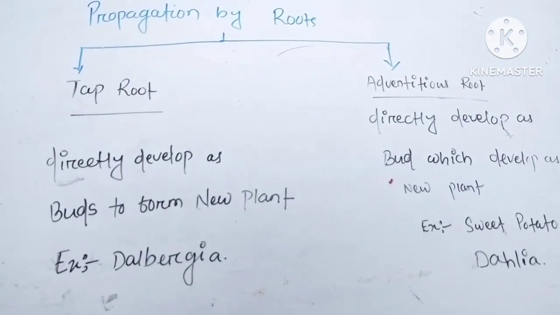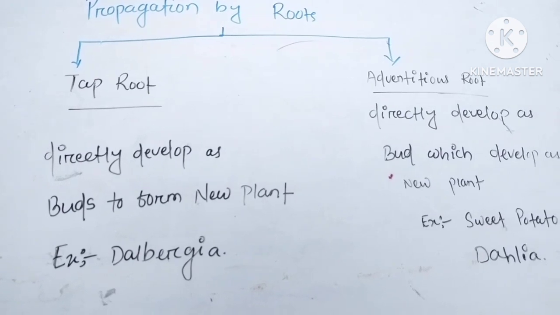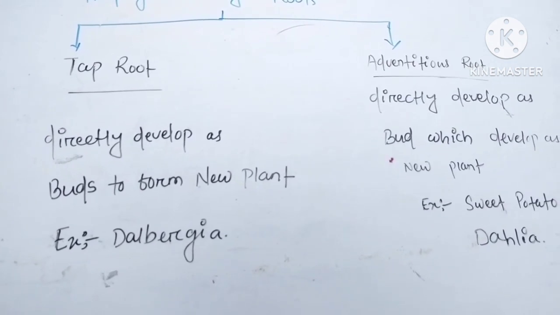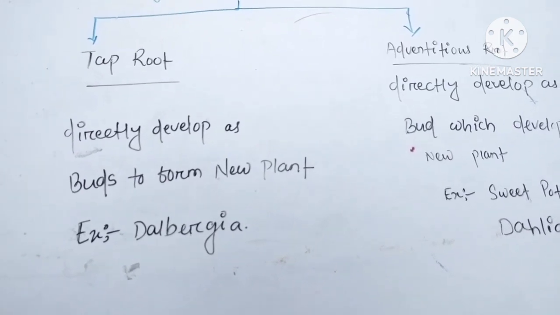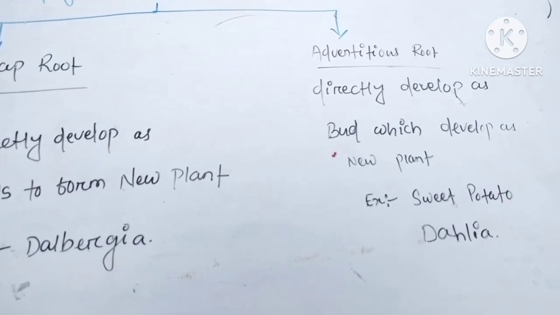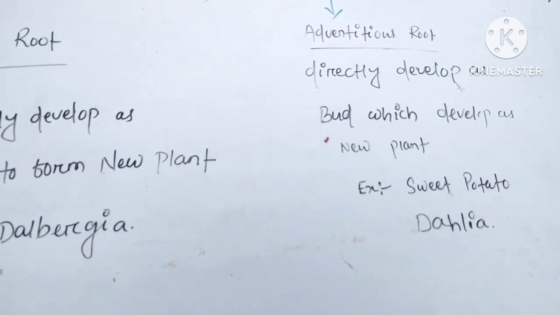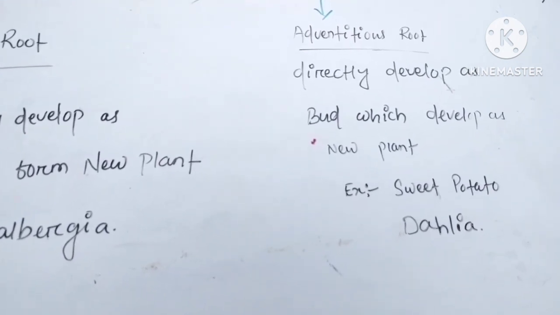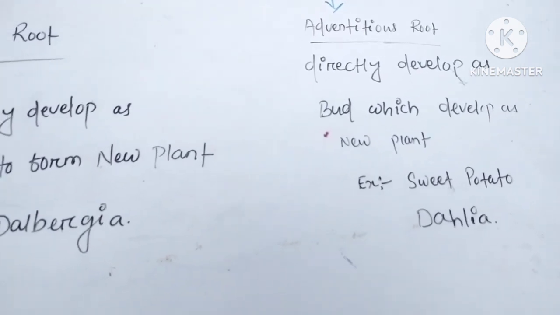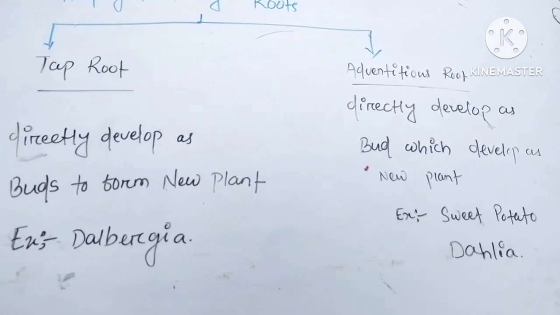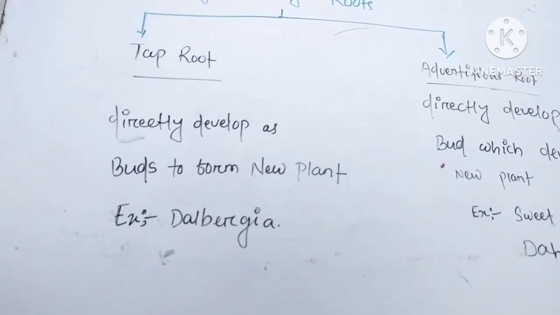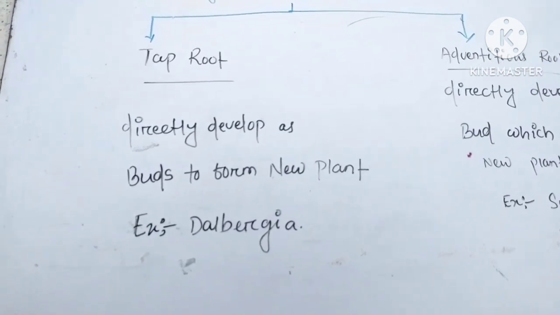A tap root can directly develop as a bud, which forms a new plant, and is known as the tap root system. Example is Dalbergia. Adventitious roots directly develop as a bud, which develops into a new plant. Examples are sweet potato and dahlia. These are the examples of propagation through adventitious roots, and Dalbergia is the example of propagation by the tap root.